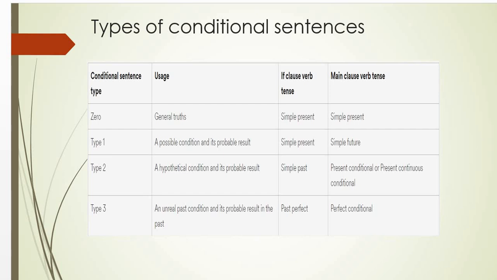Type 2 conditional is used for a hypothetical condition and its probable result. The if clause is simple past and the main clause is present conditional or present continuous conditional. Type 3 is an unreal past condition and its probable result in the past. The if clause is past perfect and the main clause is perfect conditional. Based on this, our session today discusses changing active to passive.